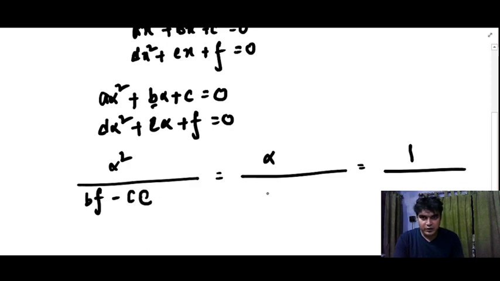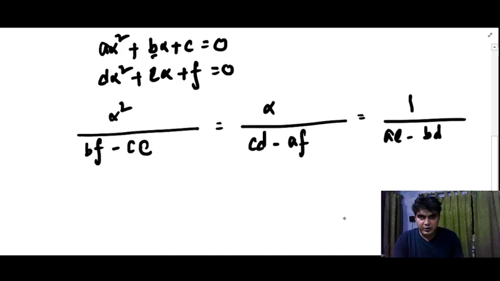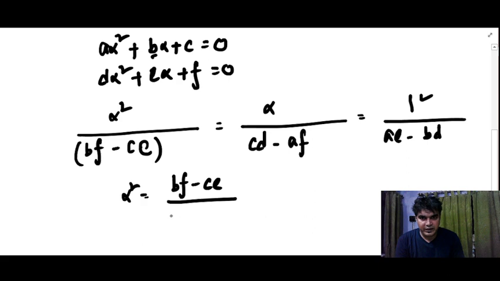For alpha, what are we getting? c into d minus a into f. And for the constant part, what are we getting? a into e minus b into d. Okay. So from here, we are going to find the values of alpha square and alpha. So first, let us find the value of alpha square. So alpha square will be equals to bf minus ce by ae minus bd.